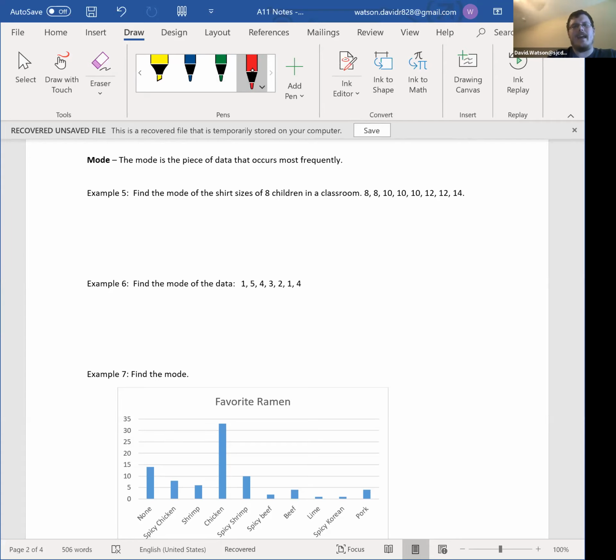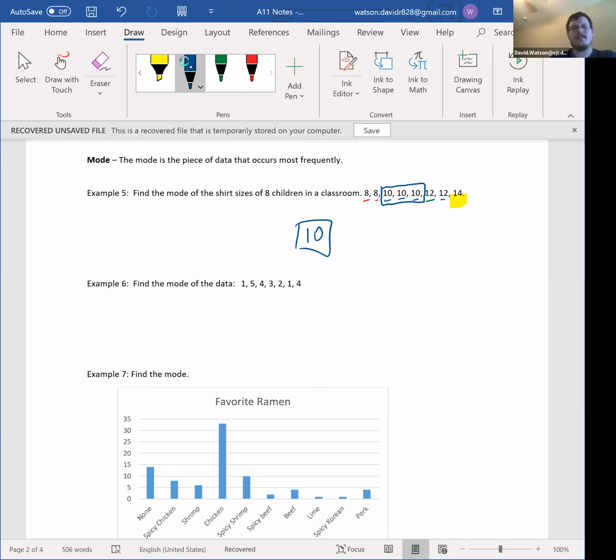So we have 8 that shows up twice, 10 that shows up 3 times, 12 that shows up twice, and 14 that shows up once. So the one that shows up most often was the 10. It showed up 3 times, right? So the mode is 10. That's the data value that showed up the most.